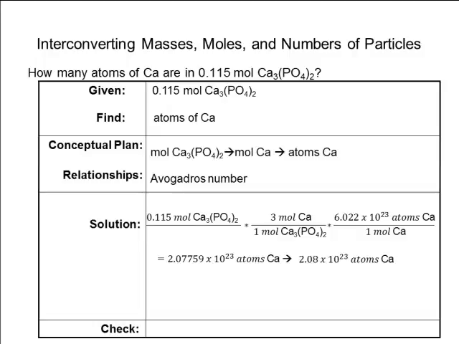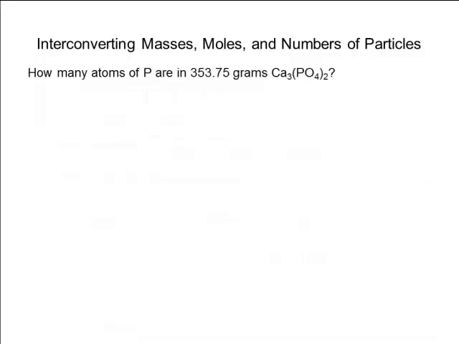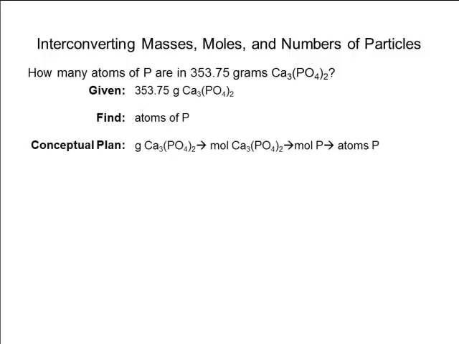We're going to look at a calculation that adds one more step onto this. We're going to look at how many atoms of phosphorus are in 353.75 grams of calcium phosphate. So, what are we given? 353.75 grams of calcium phosphate. What are we trying to find? We're trying to find atoms of phosphorus. So, our conceptual plan: grams of calcium phosphate to moles of calcium phosphate, then moles of calcium phosphate to moles of phosphorus, and then moles of phosphorus to atoms of phosphorus.